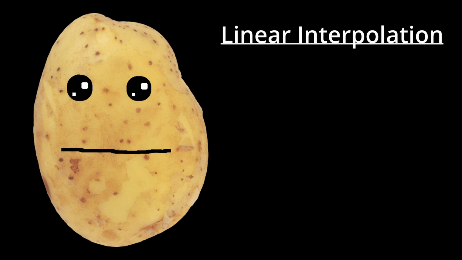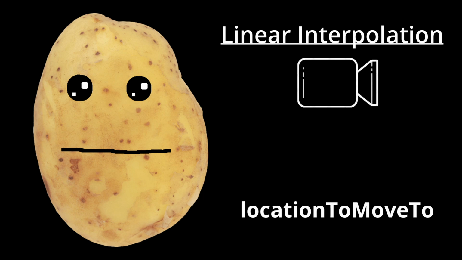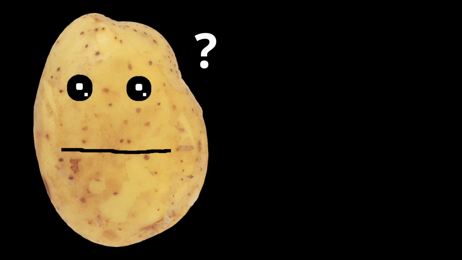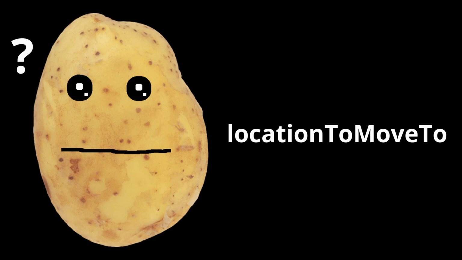is equal to. Linear interpolation, or LERP in Unity, is just a way to move something a small percent of the way to its end location. In this case, to location to move to, which gives the camera a simple, smooth movement. But what is location to move to equal to?